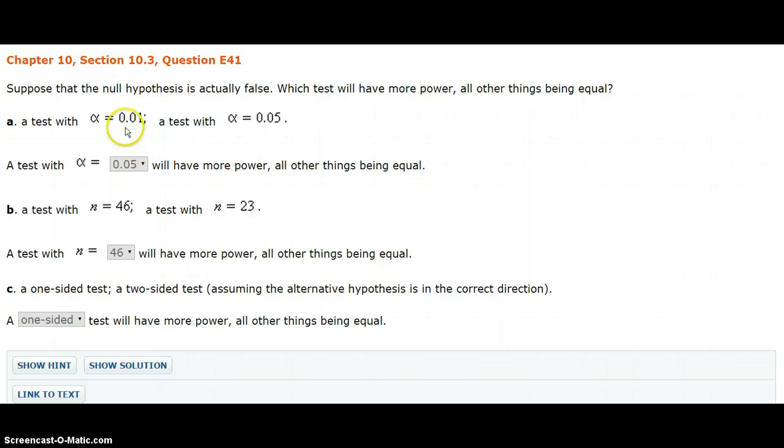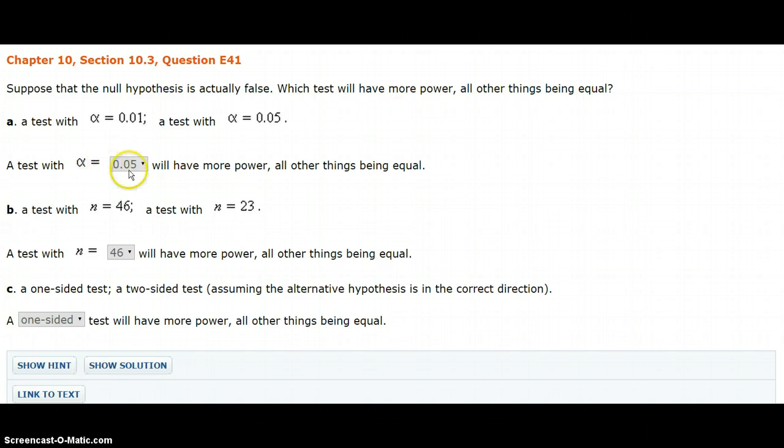So a test with 0.01 and a test with 0.05, which one is going to have more power? Well, we're more likely to pick up on a significant result when our standards are a bit lower. And when I say lower, it sounds funny because the 0.05 is actually a higher number than 0.01. But remember, what we're looking at is the p-value lower than our alpha? So it's a lot harder to get lower than 0.01 than it is to get lower than 0.05.